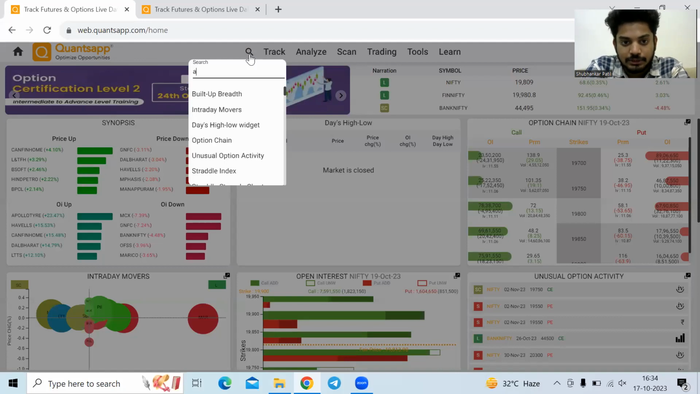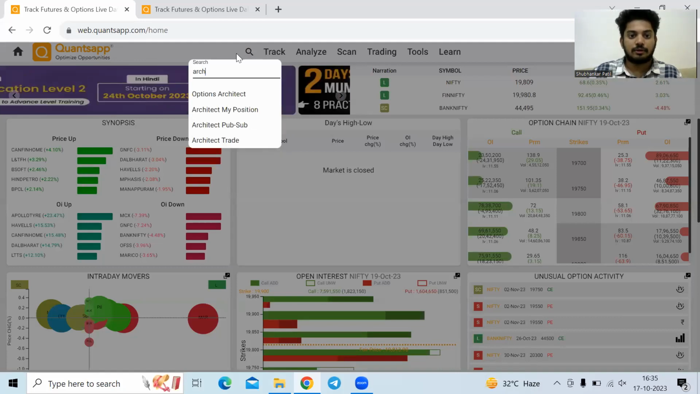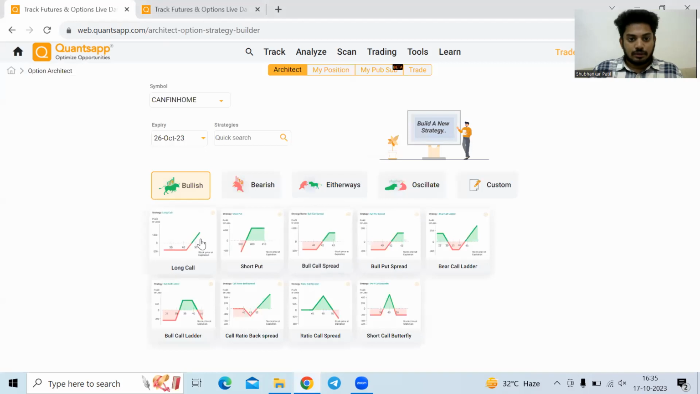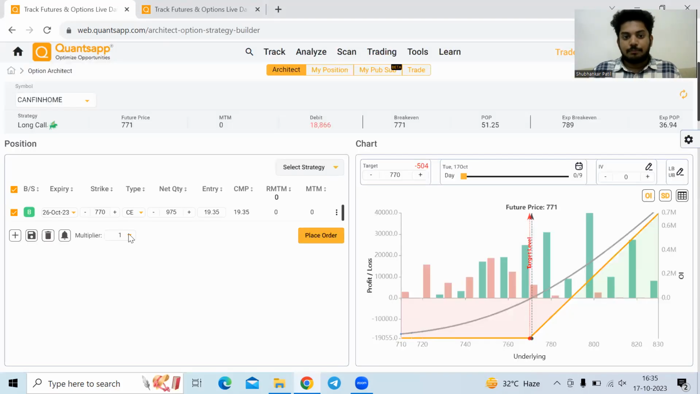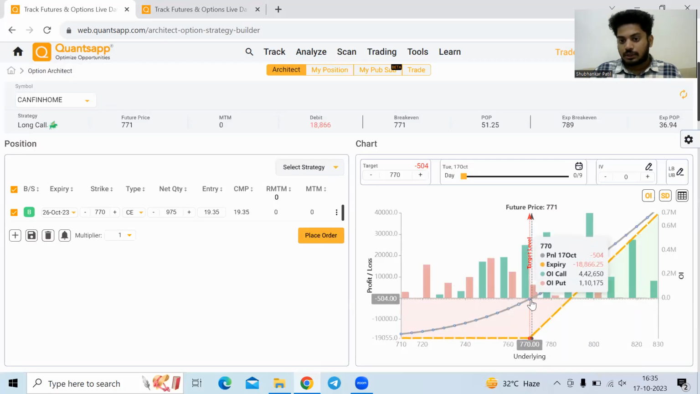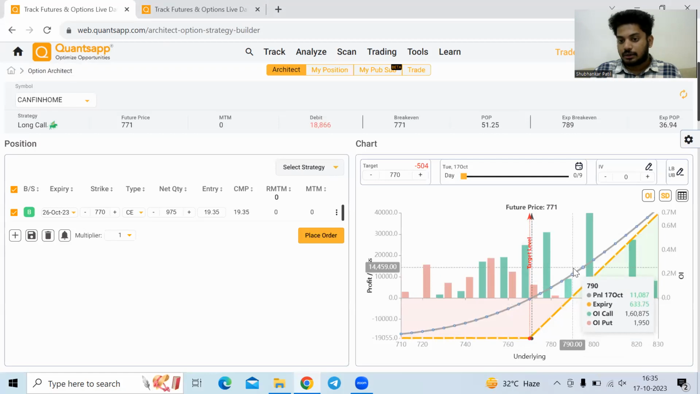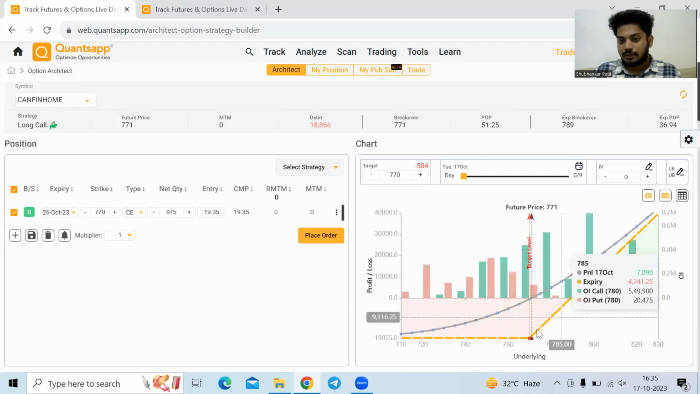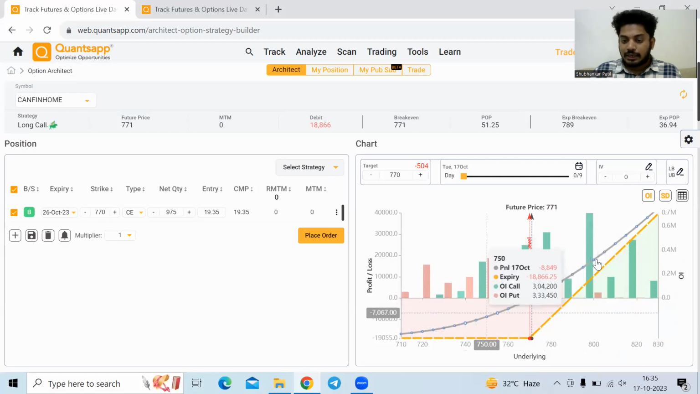So let me just take you to Options Architect. And let's say I'm buying a call option. So the instrument is Canfin Homes. So over here, if you see, there are two curves on the graph. One is a gray curve and the other one is the orange curve. The gray curve shows us the T plus N PNL.